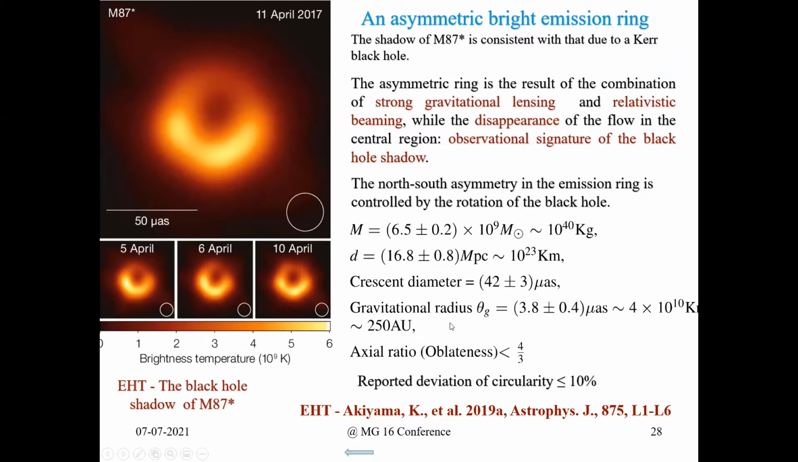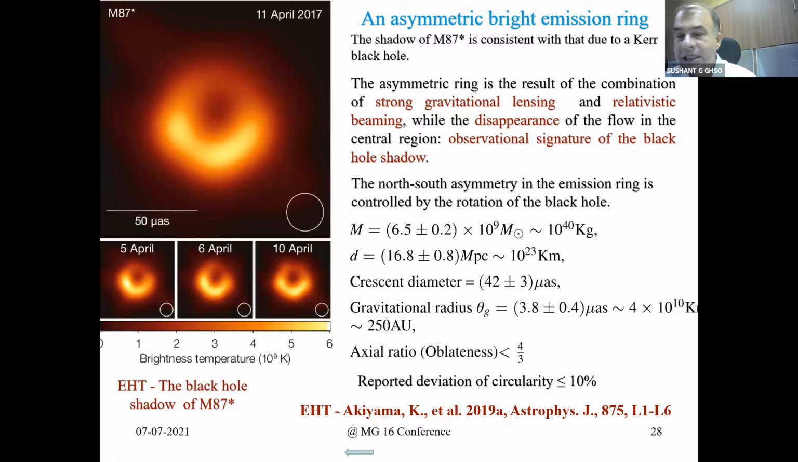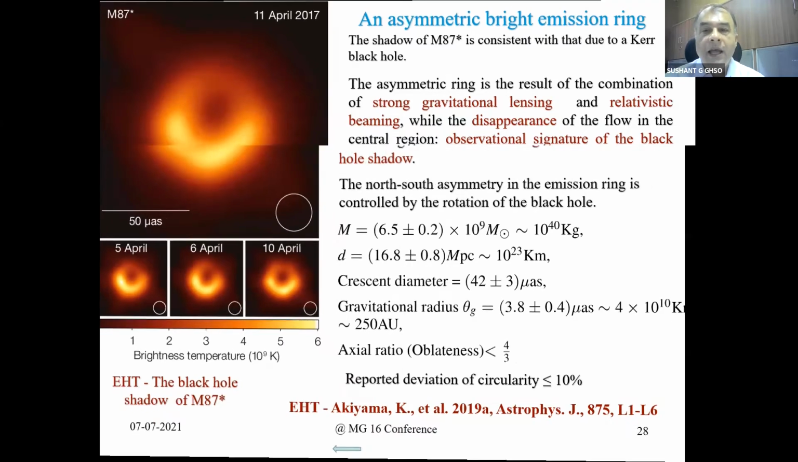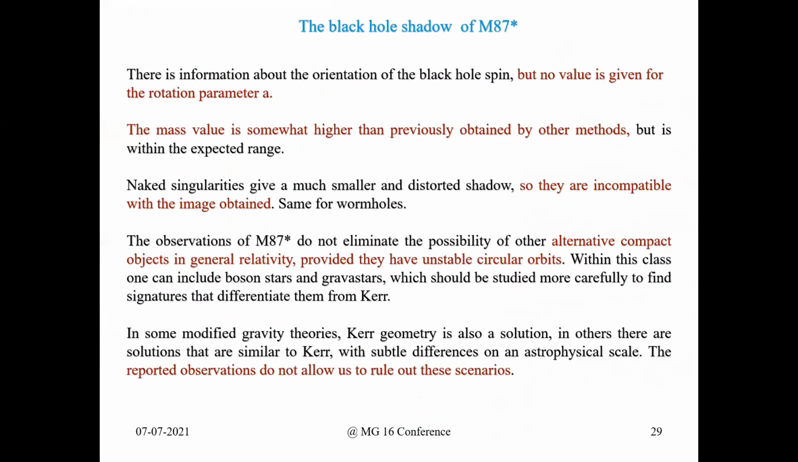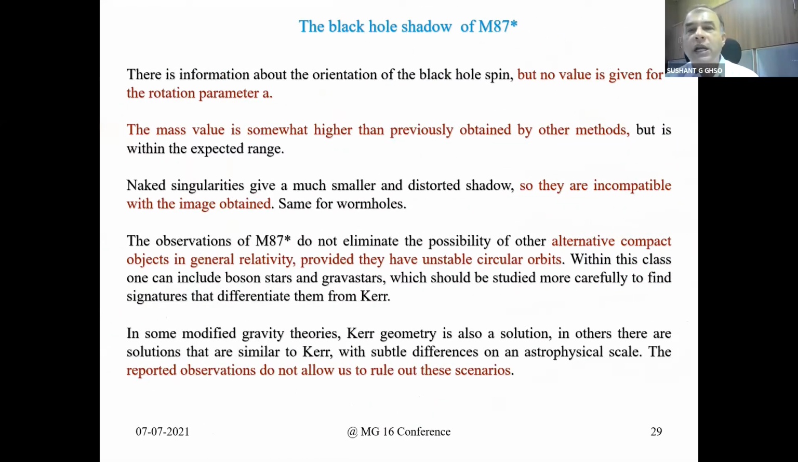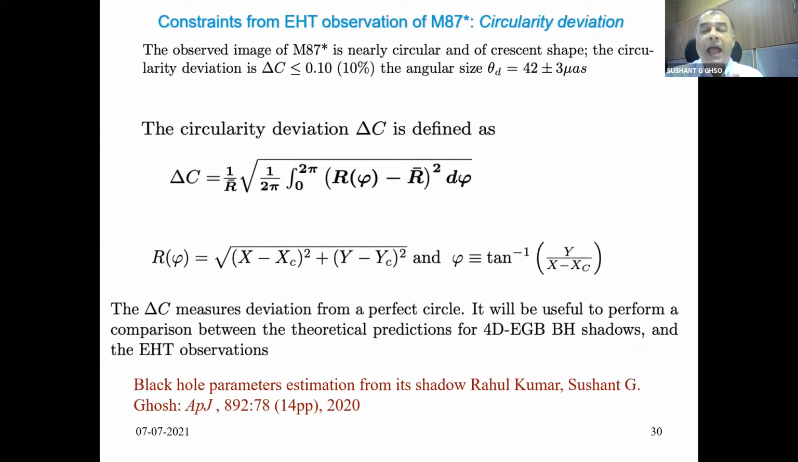Oblateness is less than 4/3, and the reported circularity deviation is 10%. There was information about the orientation of the black hole, but no value was given. The mass value was higher, as I said. Other objects such as naked singularities and wormholes were found not to be compatible, but boson stars and gravastars were not ruled out.